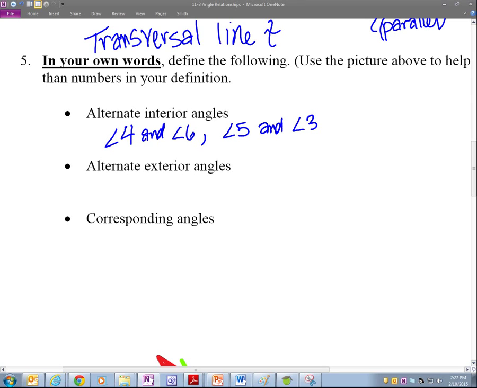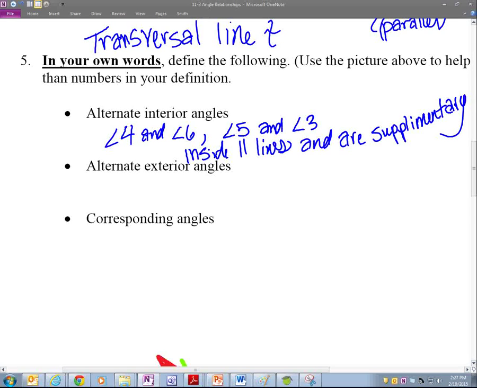We have these alternate interior angles, and in addition to this, those are ones that are on the inside of the parallel lines. So we're going to say inside parallel lines and are supplementary. And what does supplementary mean again? Exactly. They add up to 180 degrees. They add up to 180 degrees. So those two are going to be alternate interior angles. They're inside parallel lines, and they are supplementary.